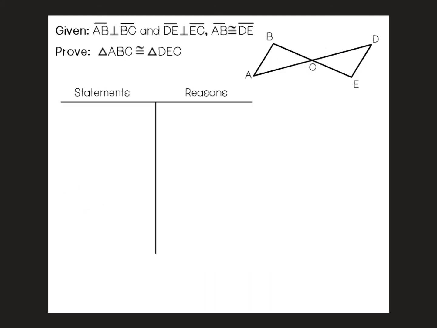And then in our last proof, we have AB is perpendicular to BC and DE is perpendicular to EC, and that's our first given. Remember, perpendicular means right angles are formed. So where AB meets BC, that's a right angle. So make sure you're drawing a square, not an arc. So the right angles have to be squares. And then DE and EC, where they meet, is a right angle.